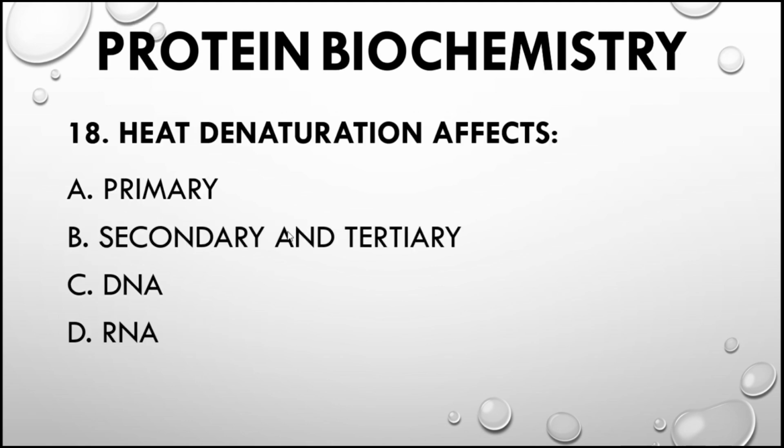Number 18. Heat denaturation affects A. Primary, B. Secondary and tertiary, C. DNA, D. RNA. Heat denaturation does not affect the primary structure of proteins. We've talked about it countless times. Neither does it affect the DNA or RNA. So we're looking at option B, secondary and tertiary.